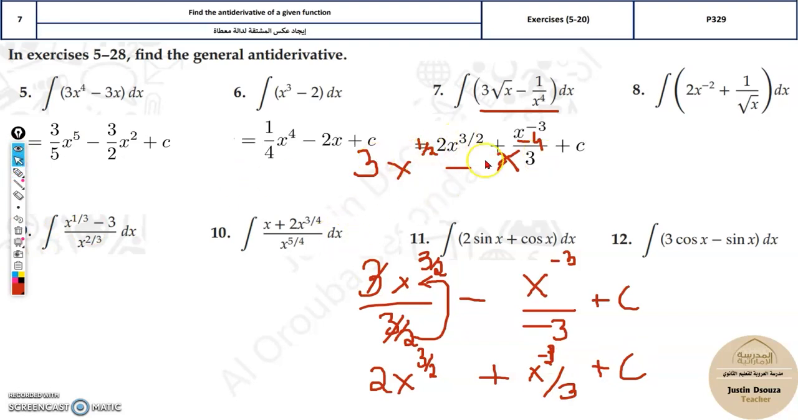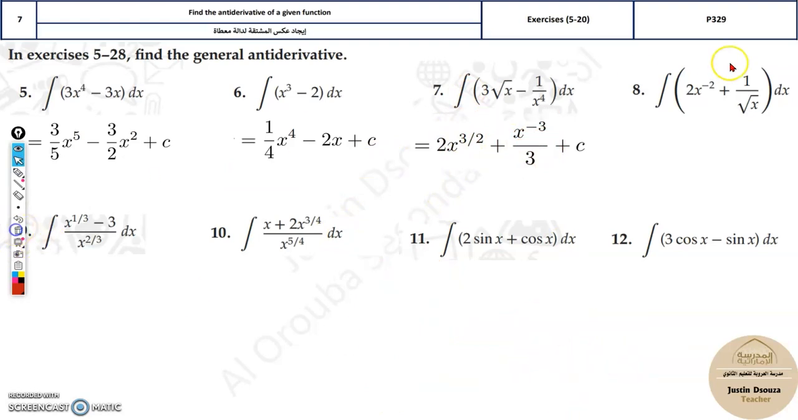So you can see it is 2x to the power 3 by 2 plus x to the power minus 3 by 3 plus c. This is again similar. All you need to do, this is again minus only. It will be plus 1, and over here the square root will be half. But it will go up, so it will be minus half. So add 1, it will be plus half. So this would be x to the power minus half when you take it up, plus 1, it would be positive half. Similarly, please do the others.